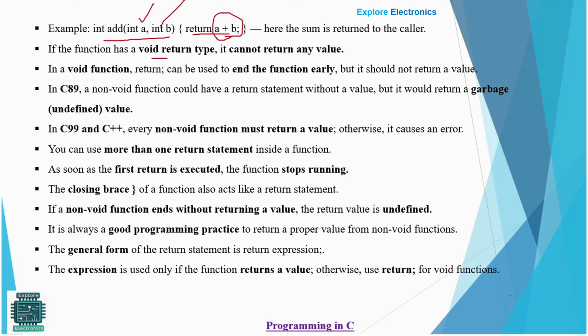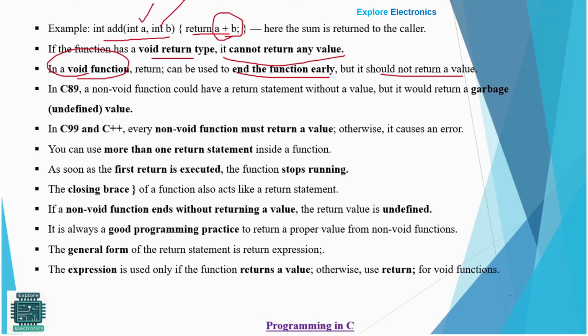If the function has a void return type, it cannot return any value, as void is nothing but empty. It does not have anything. So void means it does not return any value. In a void function, return can be used to end the function early, but it should not return a value. Where will we use a void function? Where the function has to end early and it should not return any value. In that situation, we will use a void function.